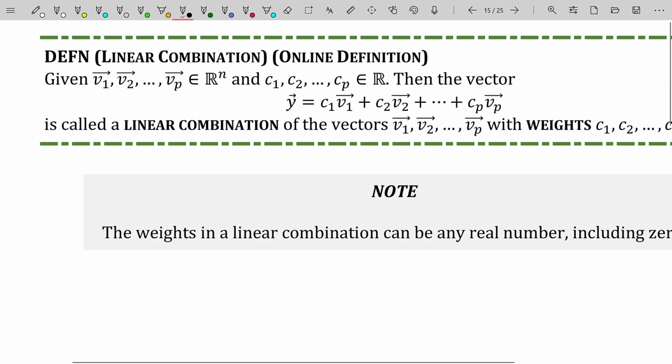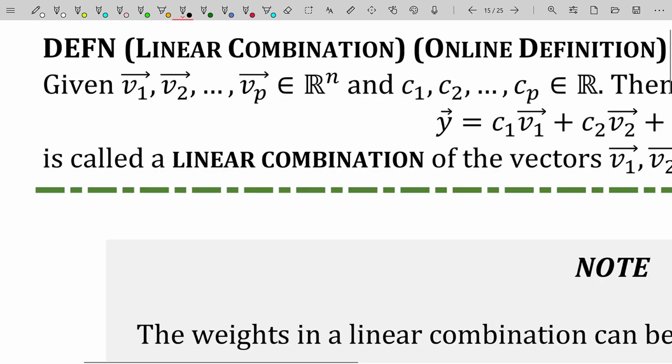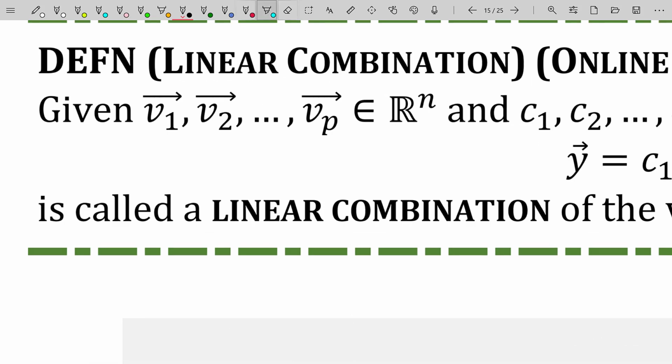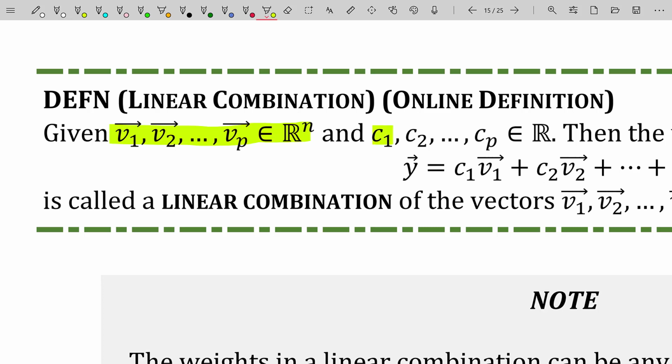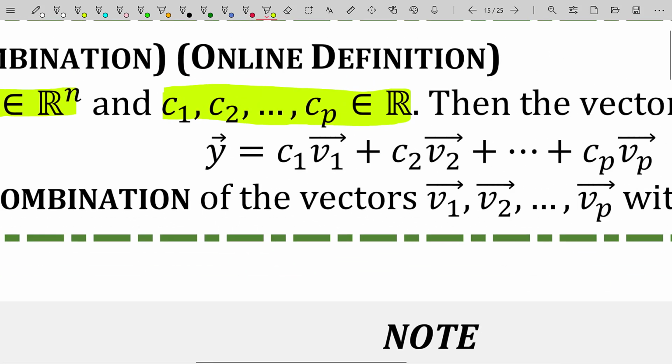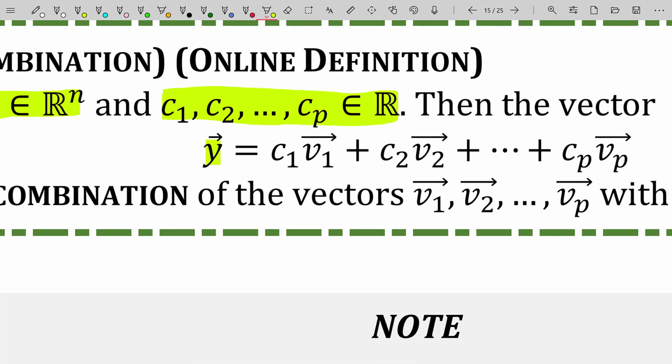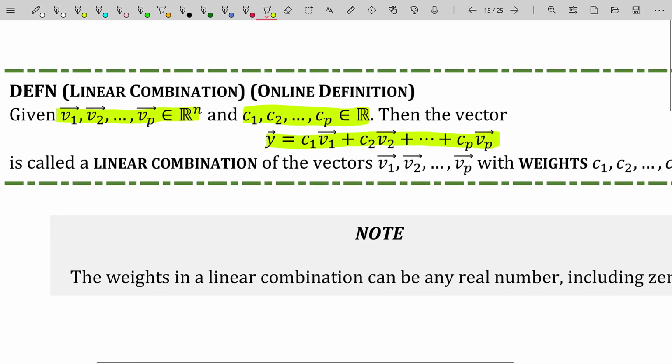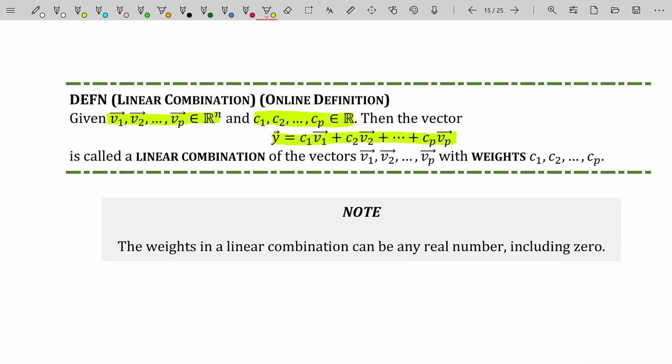All right, let's start with a definition here. Given vectors v sub 1 through v sub p all in Rn, so that is they each have n entries and they're all real valued entries, and given p scalars c1 through cp all from the real number system, then the vector y, which is equal to c1 times the vector v1 plus c2 times the vector v2 plus so on and so forth down the line until you get to cp times the vector vp, is called a linear combination of the vectors v1 through v sub p with weights c sub 1 through c sub p.